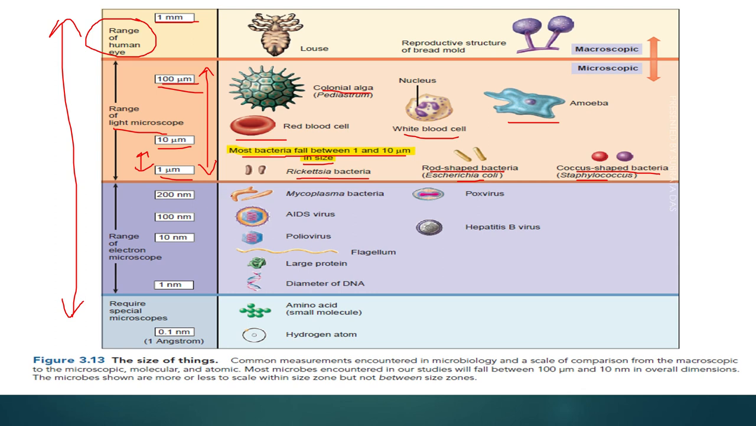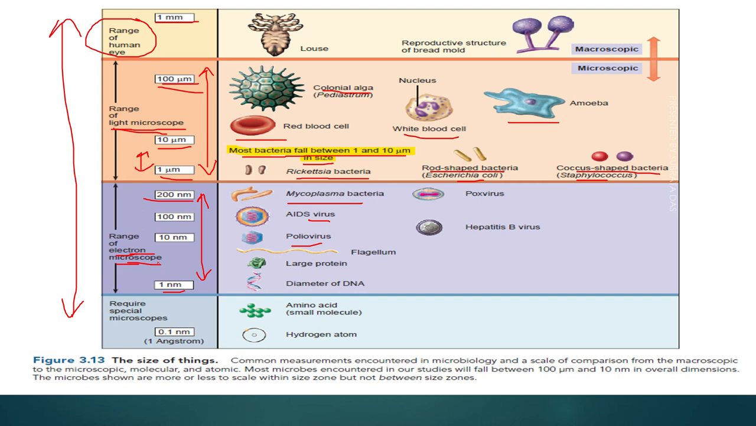Suppose one bacterium doesn't have any cell wall, that is the mycoplasma. We cannot see mycoplasma by the light microscope because their size is in the nanometer range. So we have to see all the mycoplasmas and all the viruses by the electron microscope because their range is from 200 nanometer to 1 nanometer. We have to see those microorganisms like viruses or mycoplasmas by the electron microscope.